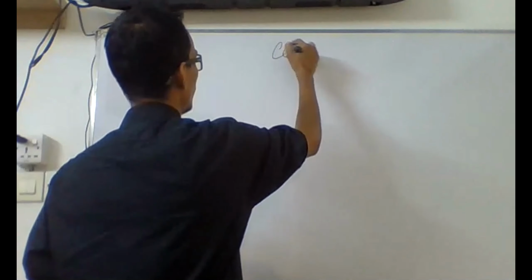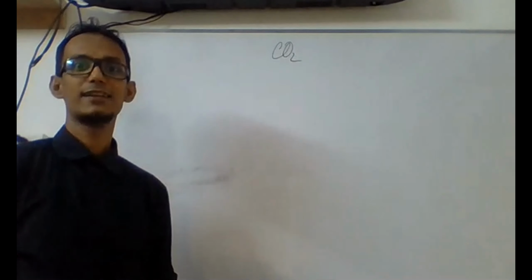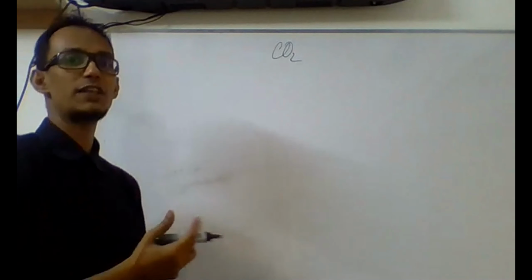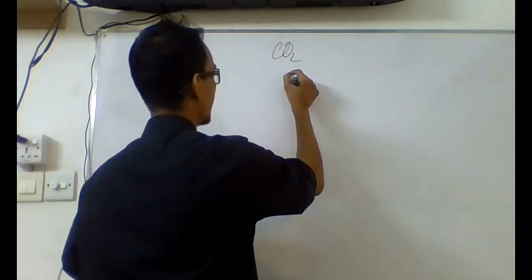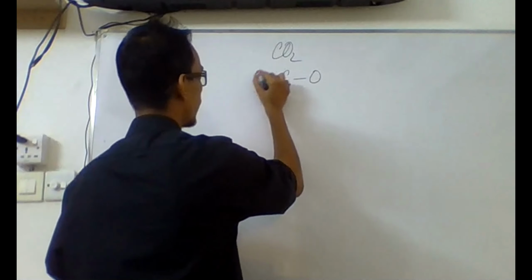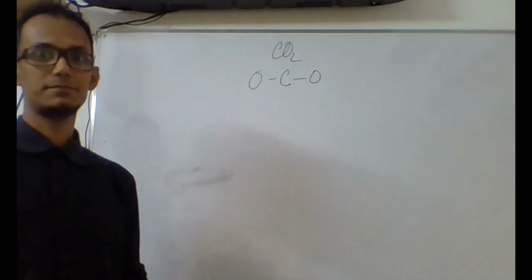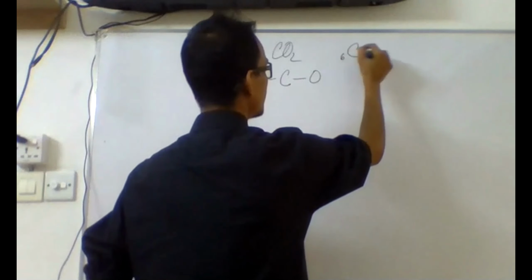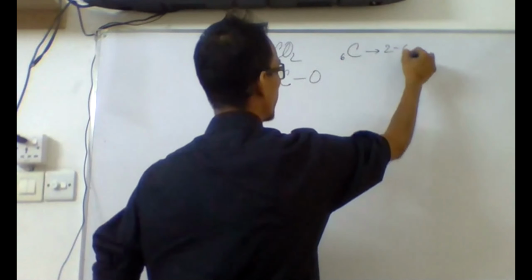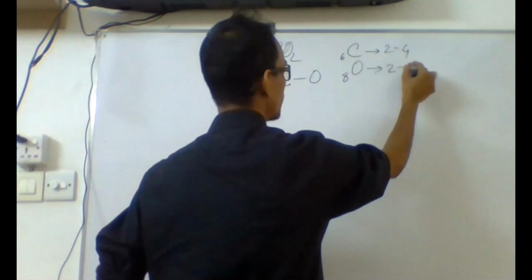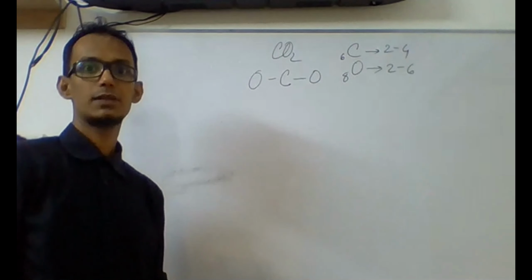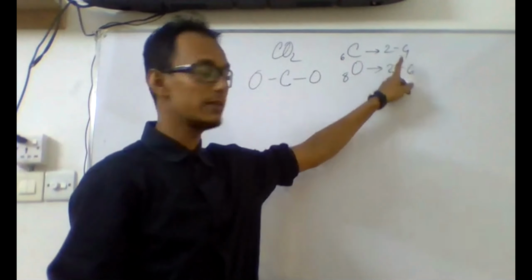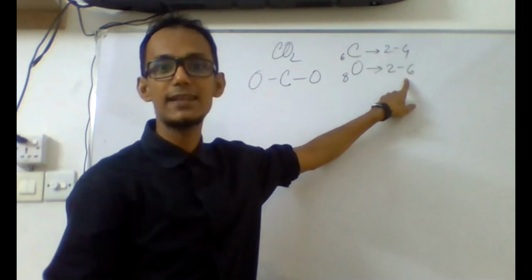Say for example, you know carbon dioxide gas, right? CO2 is carbon dioxide. So what should be the nature of this compound? It should be carbon bonded with two oxygen, one carbon and two oxygen, right? Now carbon has atomic number 6, so it is 2 and 4. Oxygen has atomic number 8, so it is 2 and 6. How many electrons are present in the outer shell of carbon? 4. How many in oxygen? 6, right?